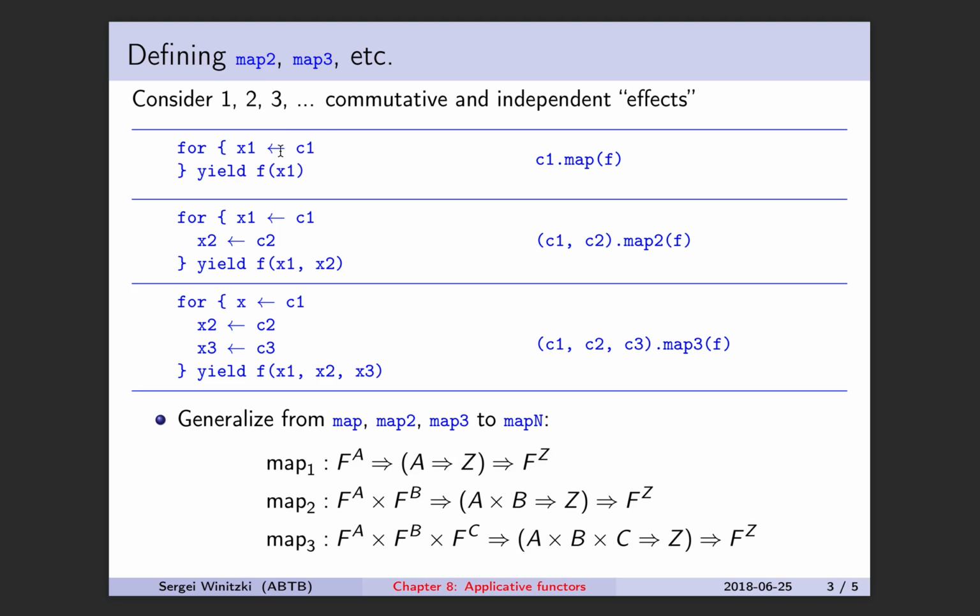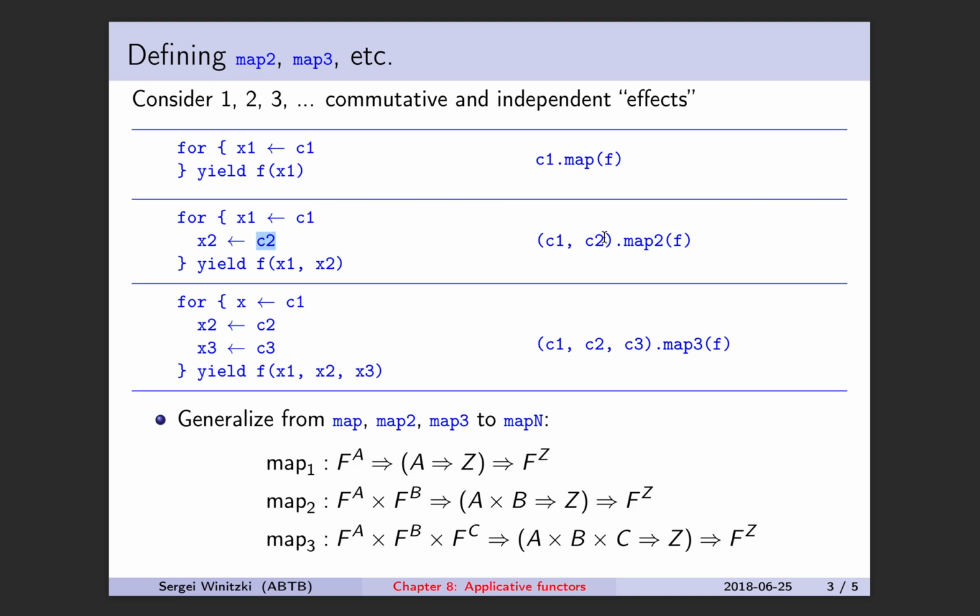If there are several generator arrows, from the first until the last but one, all of them are flat maps, and the last one is map. So the last left arrow before yield is just translated into a map.